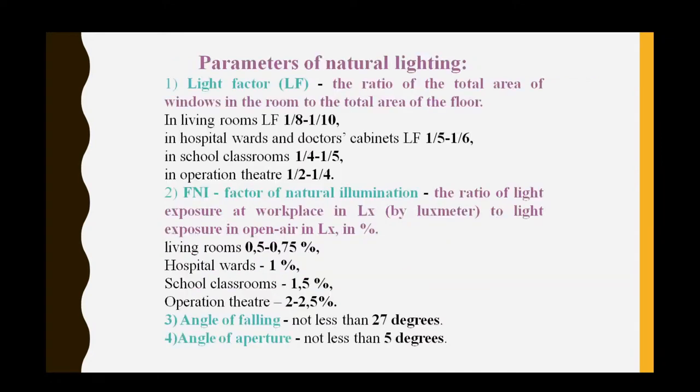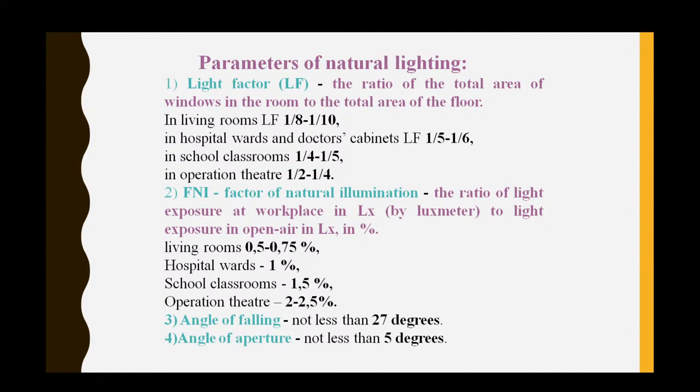And special parameters of natural light are light factor, factor of natural illumination, and two angles, angle of falling and angle of aperture. Light factor is ratio of the total area of windows in the room to the total area of the floor. Standards for light factor in the living room, 1/8, 1/10. In hospital wards and doctor's cabinets, light factor should be 1/5, 1/6. In school classrooms, 1/4, 1/5. In operation theater, 1/2, 1/4.